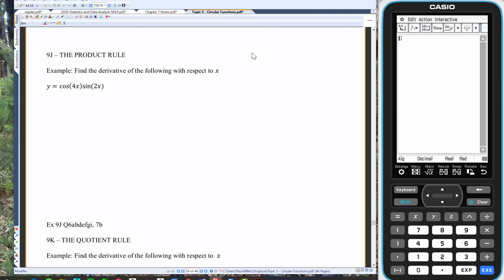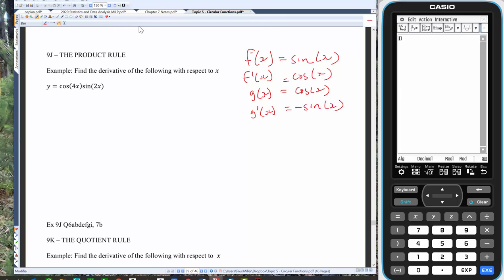You might have thought that differentiating a trig function was going to be a seriously difficult process, but it's actually not. Recall that if our function is f of x equals sine x, then f dash x, its derivative function, is cosine x. And if my original function g of x equals cosine x, then our rate of change function, or derivative function, is going to be negative sine x.